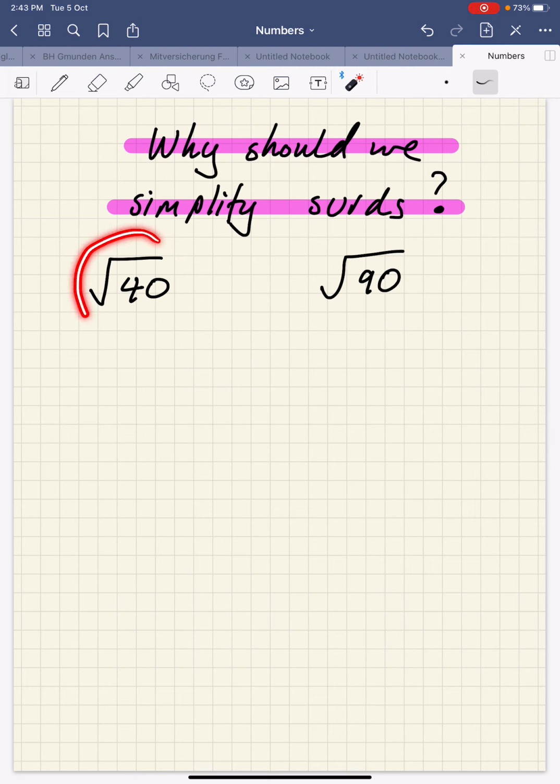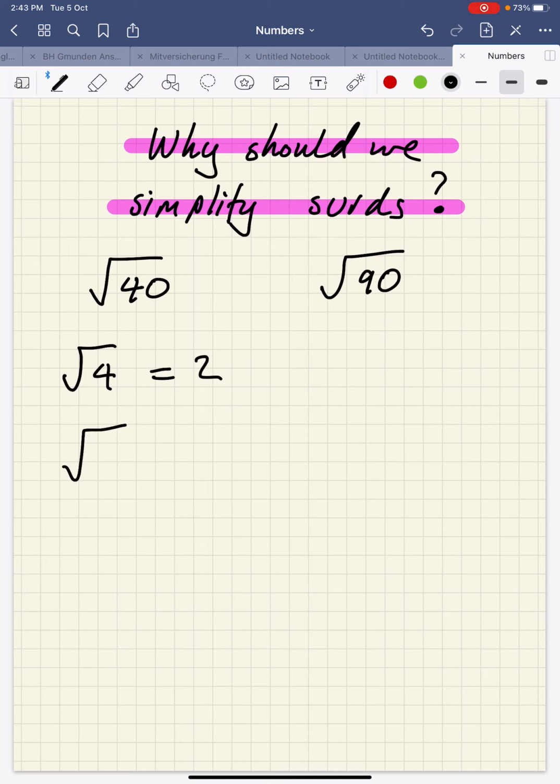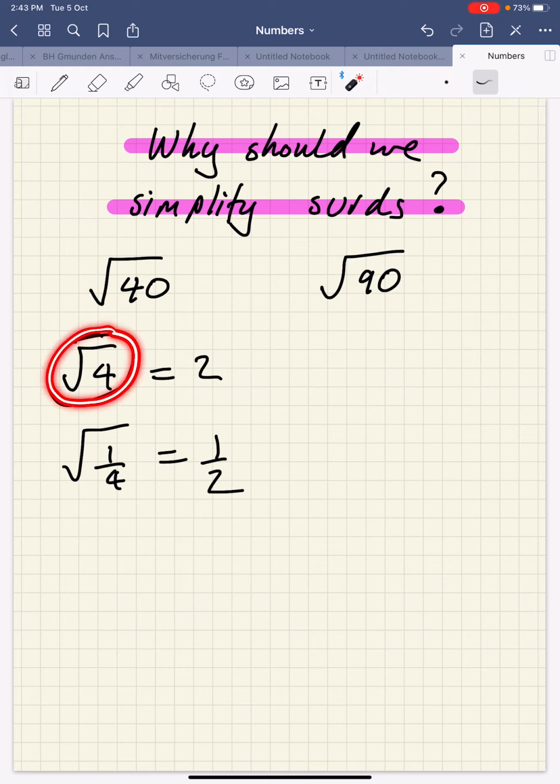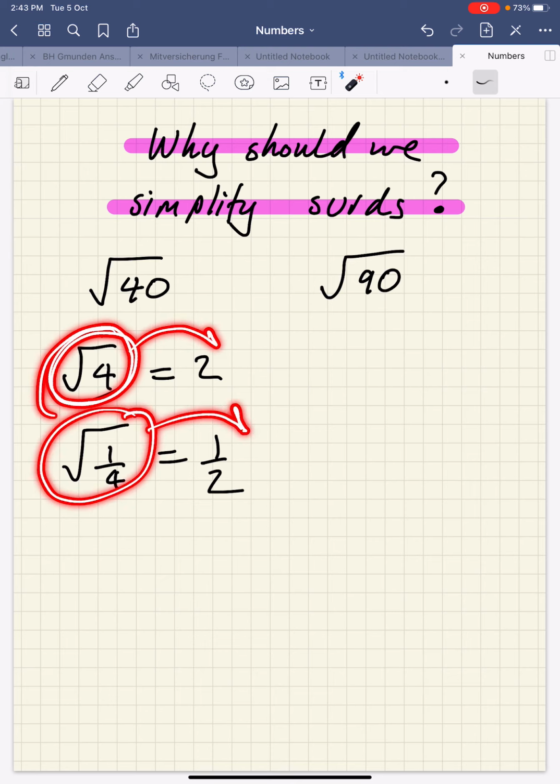So root 40, if you did it on your calculator, it would give this long, never-ending decimal with no repeating patterns. Unlike something like, let's say, root 4, right? Root 4 equals 2. And also root 1/4 equals a half, all right? So these square roots here give me a nice answer. So these guys aren't surds.